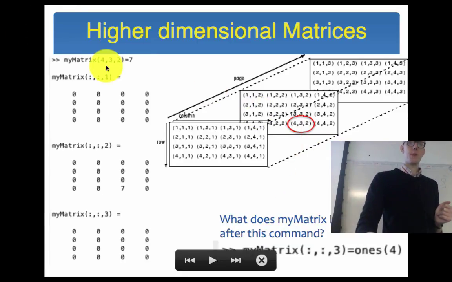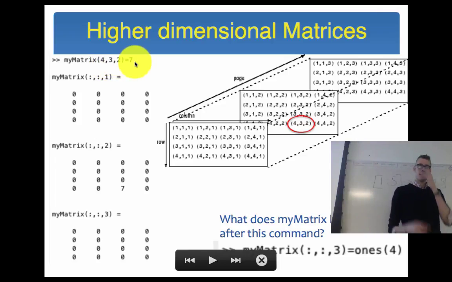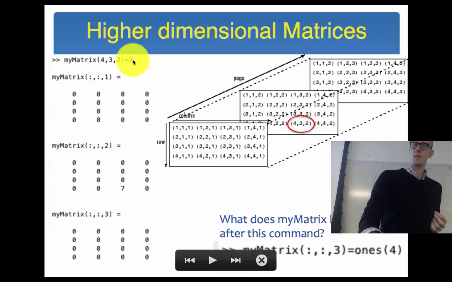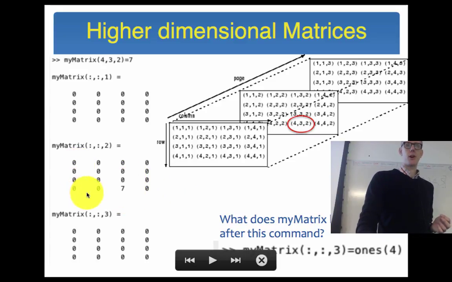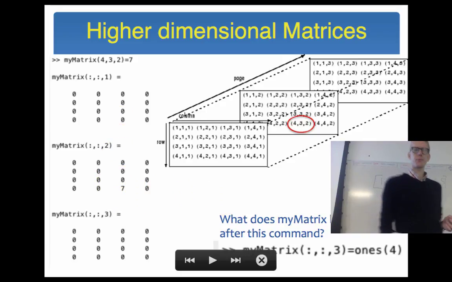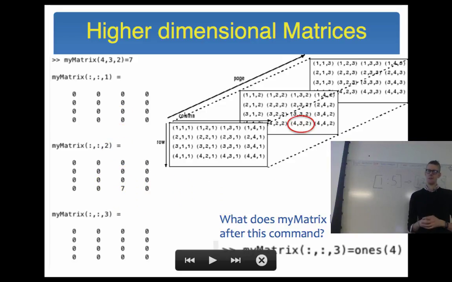So that would look like this. My matrix 4, 3, 2 is equal to 7. And then because I didn't put a semicolon at the end of this line, it's told me everything that's in my matrix now. And it looks exactly like it did before, except for this element that's in the 4th row, 3rd column, 2nd page is now a 7. So here's another command to edit the matrix.